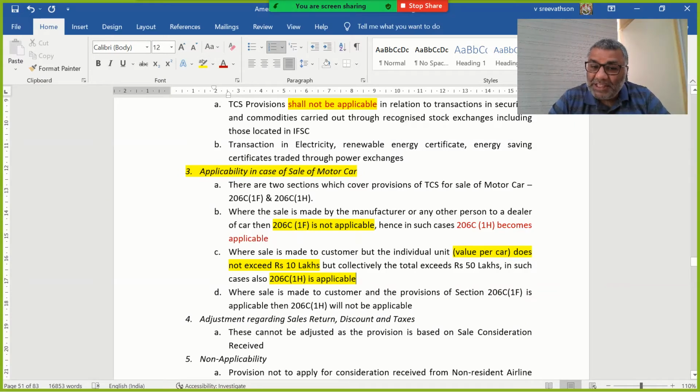Where a sale is made to a customer and the provision of 206C(1F) is applicable, then 206C(1H) will not be applicable. First, write 206C(1F). In short, if a single car sold to a customer has a value exceeding 10 lakhs, 1%. If that does not exceed 10 lakhs, but cumulatively it exceeds 50 lakhs, 0.1%. If it is a sale to a dealer, 0.1%.